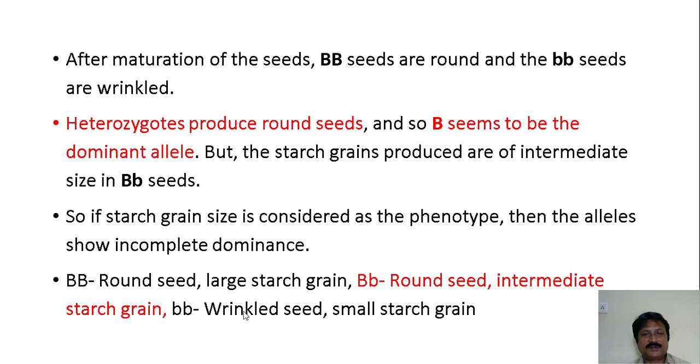Small b, these are wrinkle seeded and small starch grain. So here we find that there are two characters which are being guided by the same gene. This is called a pleiotropic gene or pleiotropism.